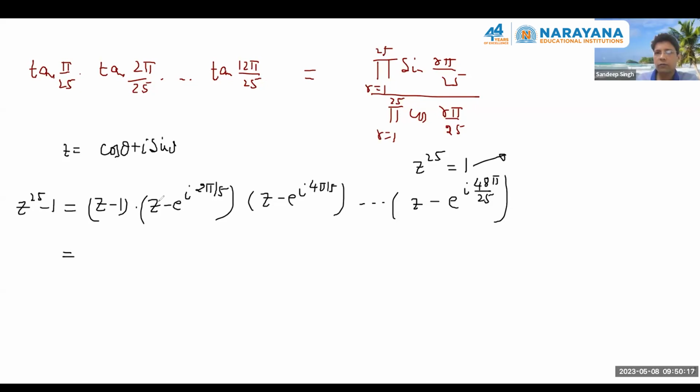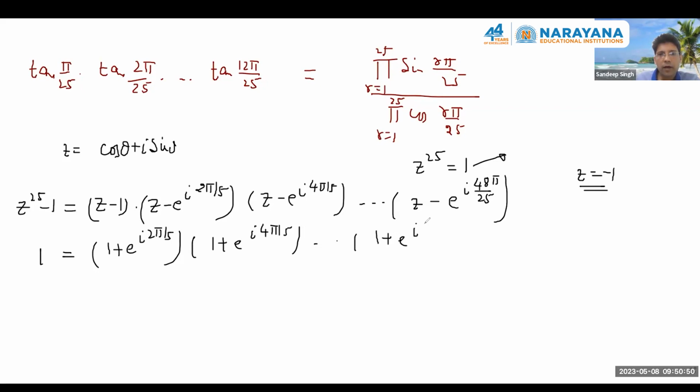So if I put z equal to 1, obviously I cannot directly put z equal to 1. So first let me put z equal to minus 1 to evaluate the cosine term. If I put z equal to minus 1, what is going to happen? LHS will be minus 2 divided by minus 2, so this is 1. Putting minus 1, we get 1 plus e power iota 2 pi by 5, 1 plus e power iota 4 pi by 5, up to 1 plus e power iota. For all the minus signs I have taken common, so they are even in number.